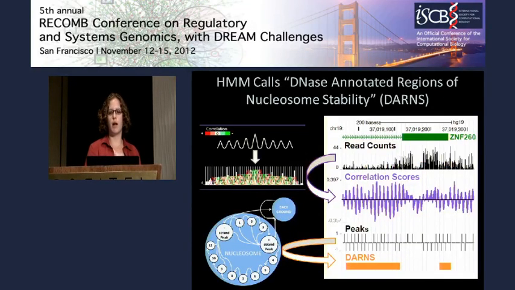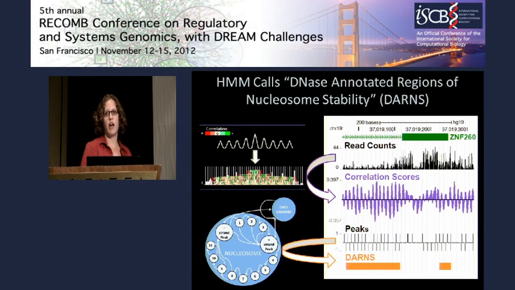So here's our pipeline for calling what we've termed DARNs, or DNase annotated regions of nucleosome stability. We start off with our read counts from 49 cell lines, which is about 15 billion data points. Then we use our empirically derived pattern of DNase digestion, shown here, and we slide it along the genome looking for good nucleosome matches. We do this by calculating the correlation between our pattern and the reads around each base in the genome.